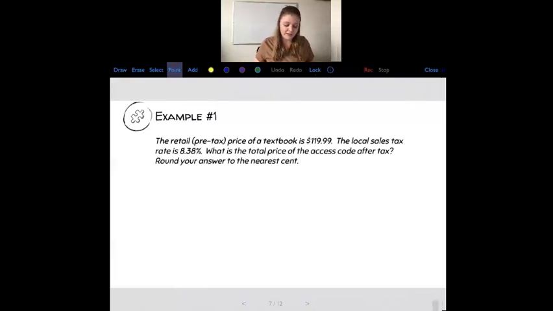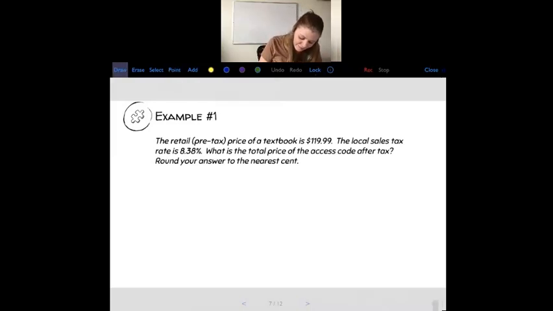So example 1, the retail pre-tax price of a textbook is $119.99. The local sales tax rate is 8.38%. What is the total price? Oh, I changed it from textbook to access code. After tax. In this class, they're kind of the same. Round your answer to the nearest cent.